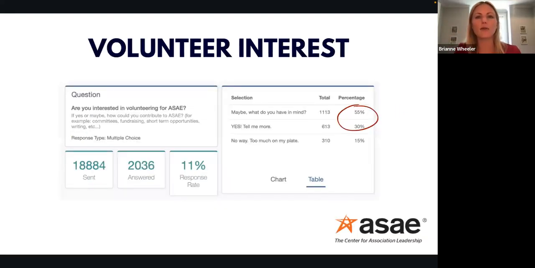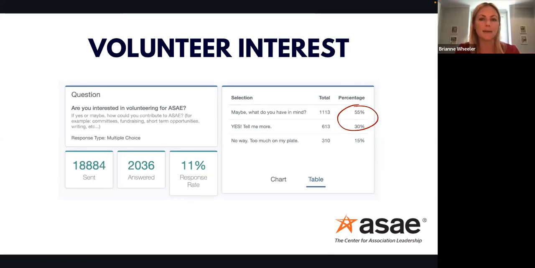Volunteer interest. This is another one. ASAE uses this campaign. They have this year-long general member engagement campaign that they do. So if you're an ASAE member, once every month or so, you might get a communication from them that asks the question, are you interested in volunteering? This is incredibly important to know who wants to volunteer, because then when you have a need for volunteers, you know who to talk to, right?